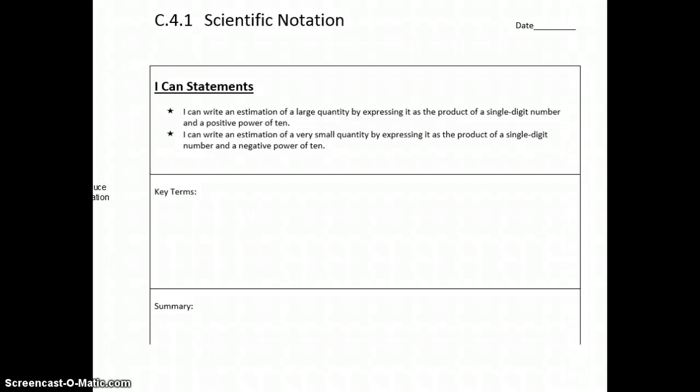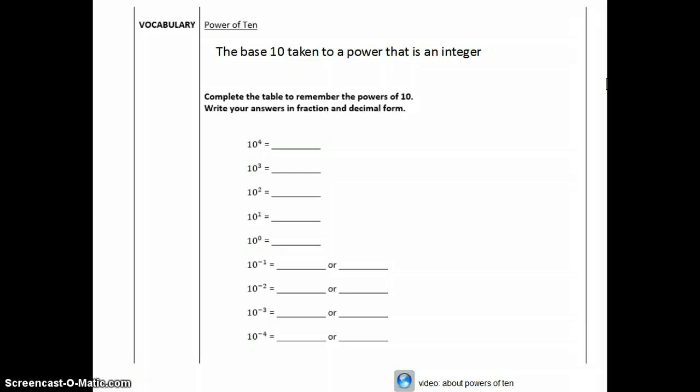Right, ladies and gentlemen, we are starting Unit 4 today with scientific notation. Scientific notation is a way to write a really big or a really small number. A couple of vocab words that we're going to need to know. First of all, power of 10.